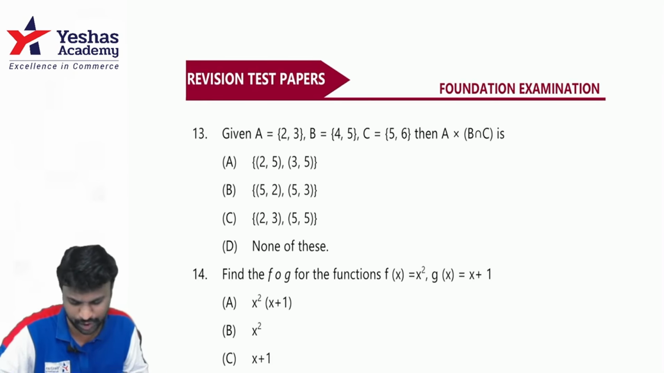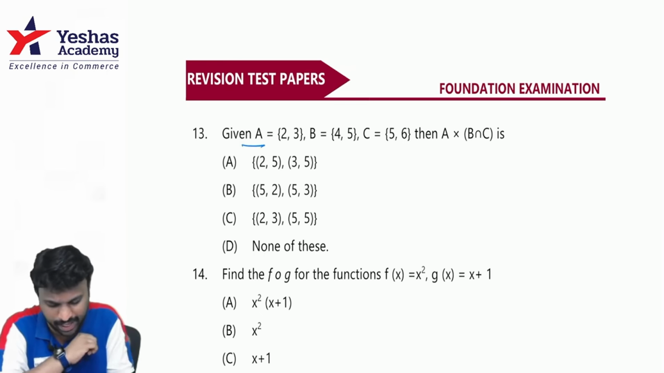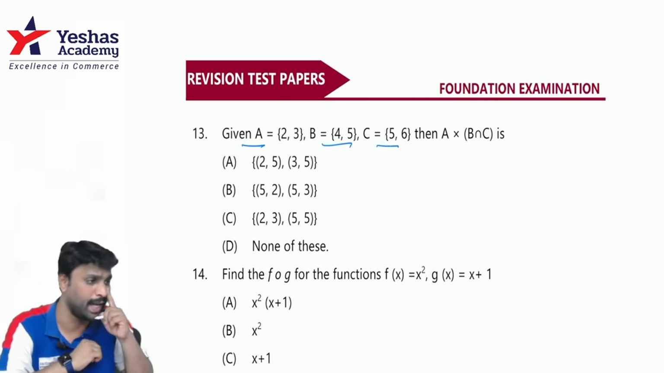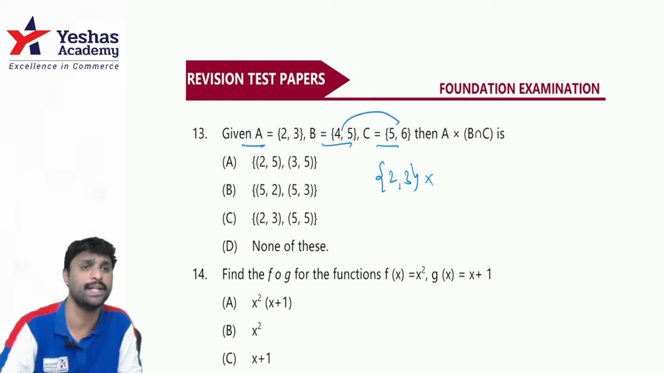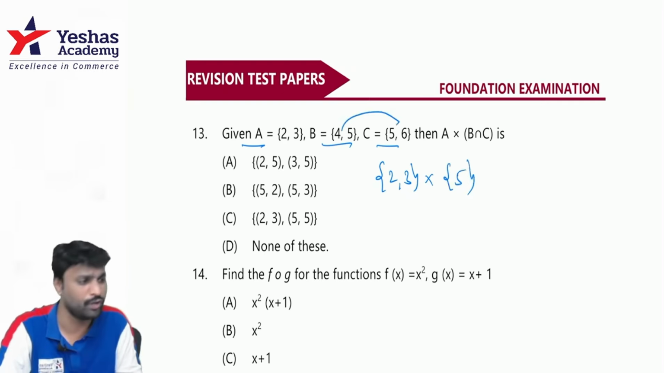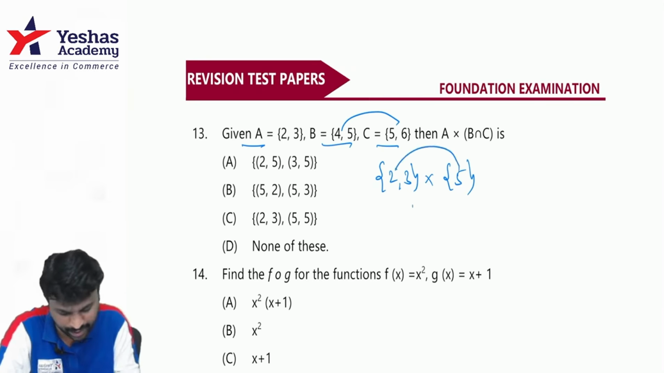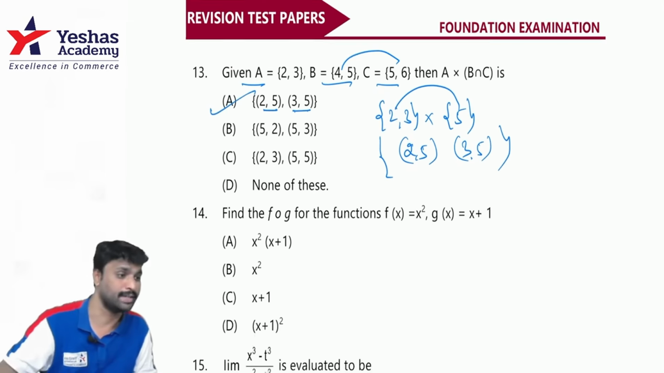Guys, moving on to the next question, that is question number 13. Given A, B and C, you need to find A cross B intersection C. What is A? 2 comma 3 cross B intersection C. What's common between B and C? It's 5. So you have to find the Cartesian product. 2 pairs with 5, 2 comma 5, and 3 pairs with 5, so 3 comma 5. This is the result. That means 2 comma 5 and 3 comma 5. Option A is the right answer.